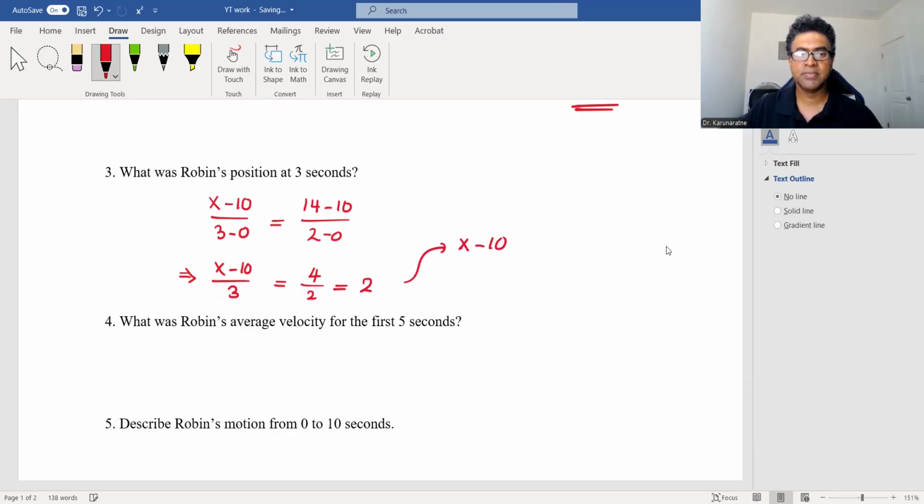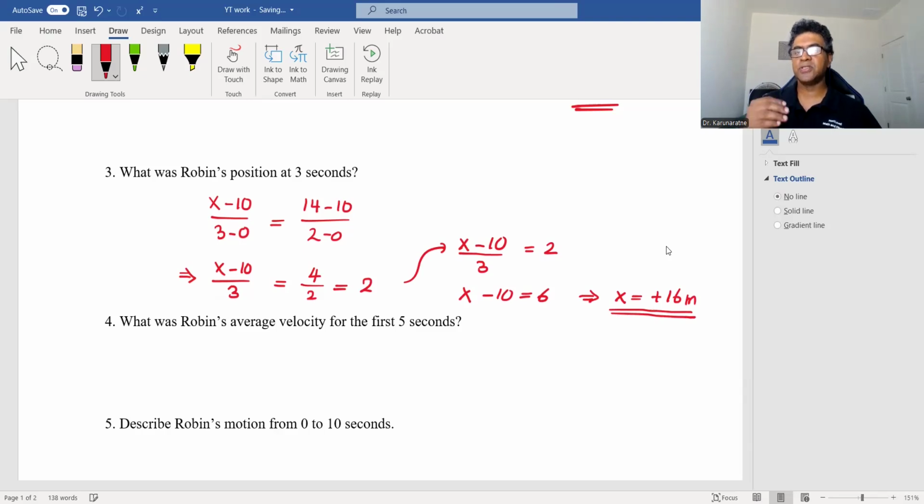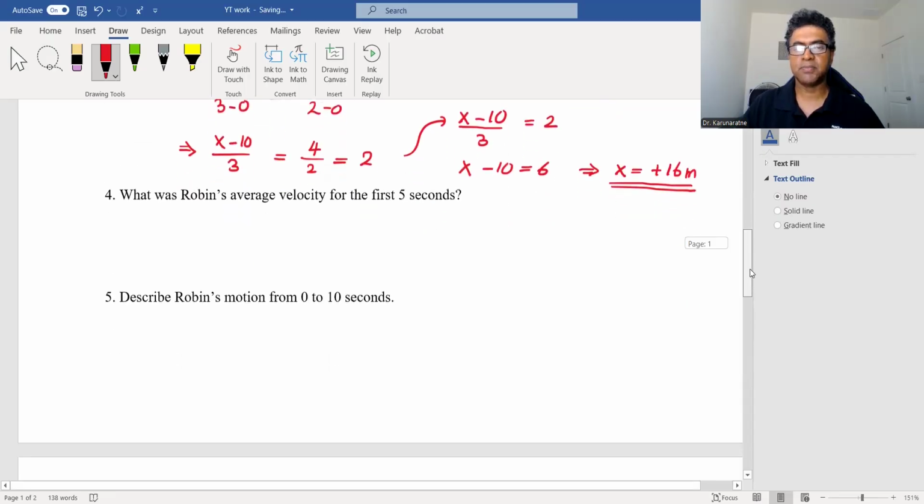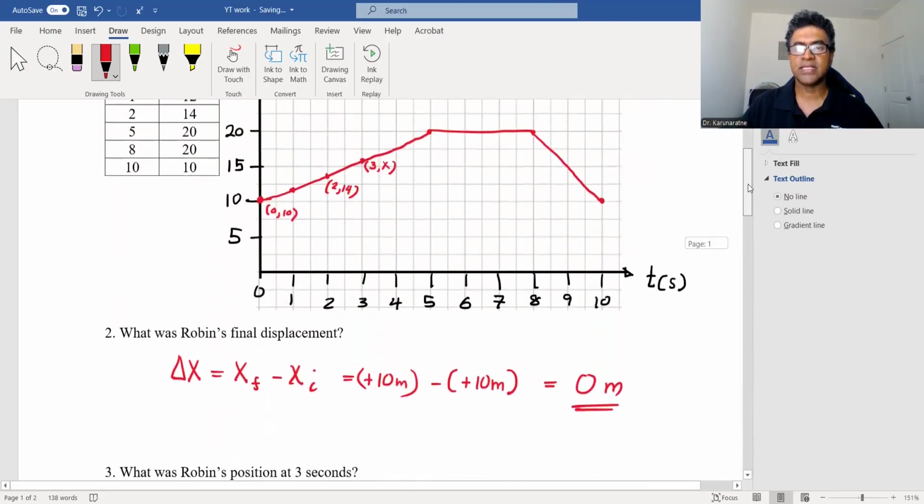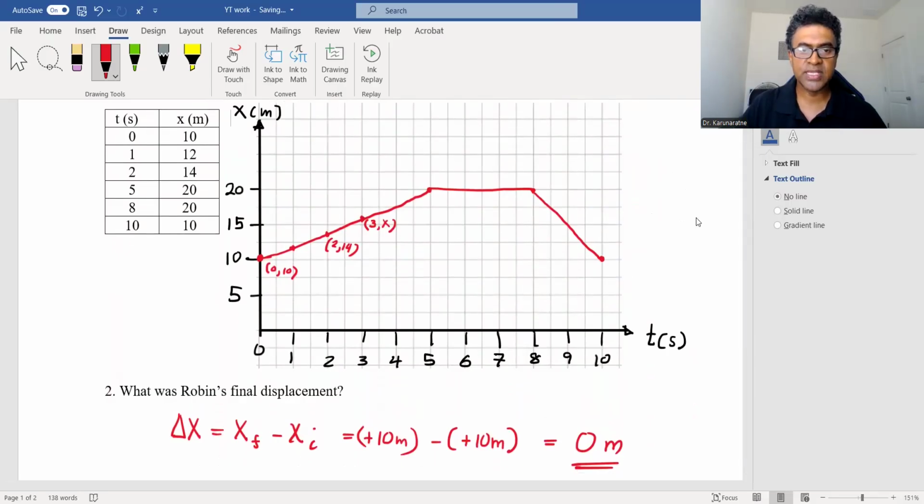So x minus 10 over 3 equals 2, and then you can cross multiply. So x minus 10 equals 6, and you can see x is equal to plus 16. So at 3 seconds, Robin's position is plus 16 meters. And that makes sense. If you look at the graph over here, that's between 15 and 17.5.